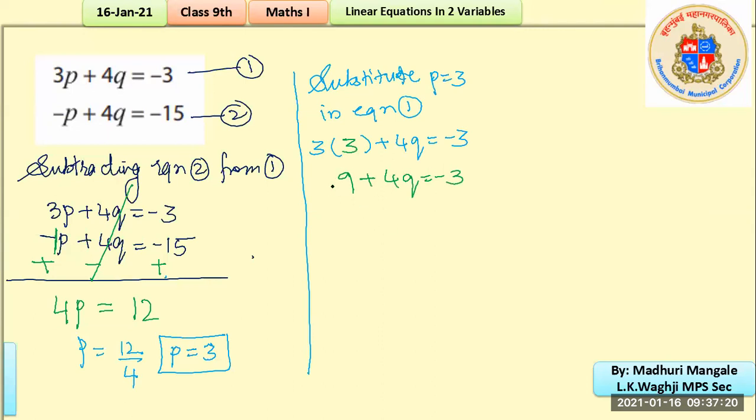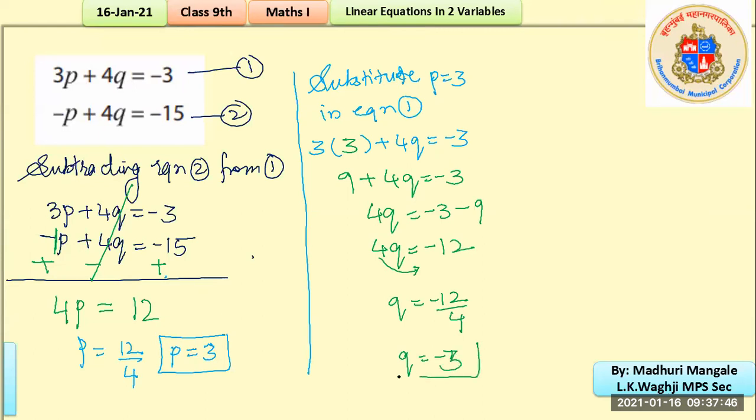This 9 is an addition. It moves to the other side and becomes subtraction. So 4q equals minus 3 minus 9. That will be 4q equals minus 12, correct? And then we need to get rid of this 4. 4 is in multiplication. It moves to the other side, division. So q equals negative 12 over 4. So q equals minus 3.